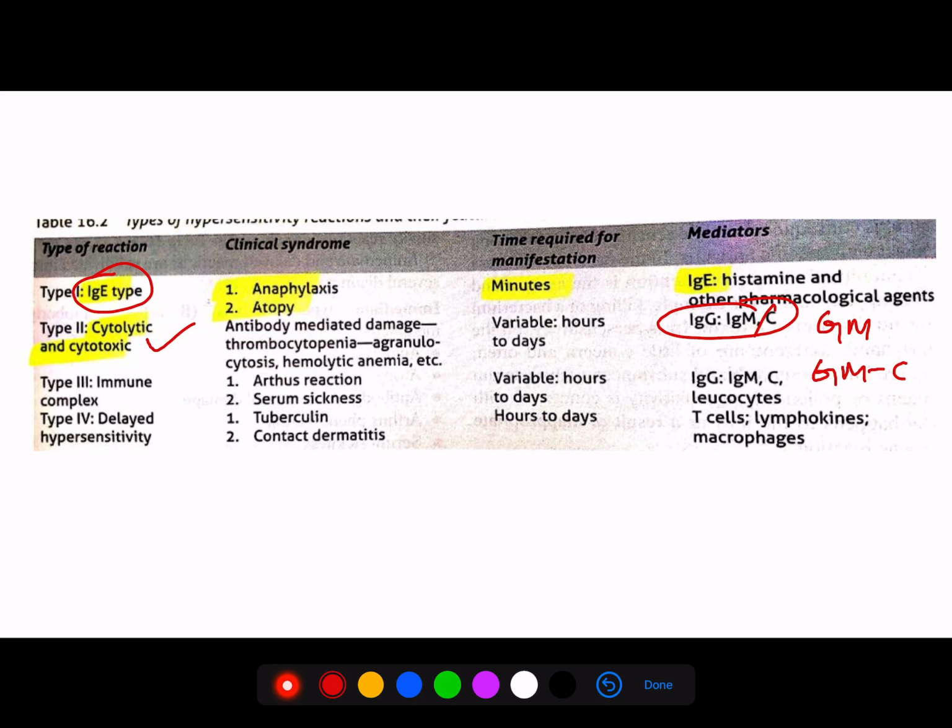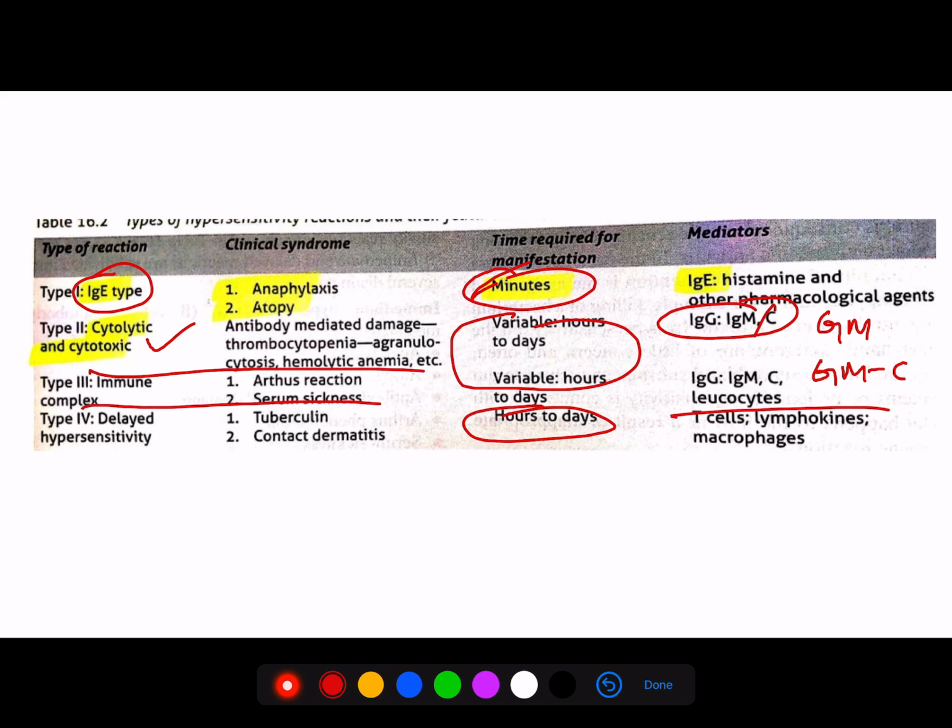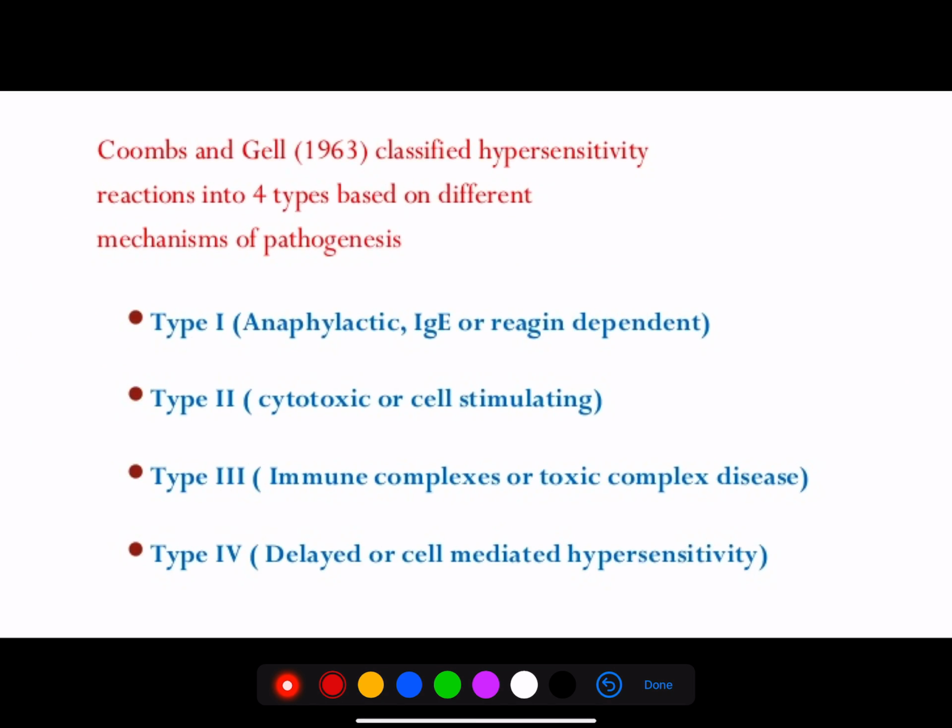And the last but not the least is delayed hypersensitivity, which is basically mediated by the T cells. So it takes hours to days to form, and the rest are faster. So please do make a note of these examples, which are the most commonly asked questions in the examination.